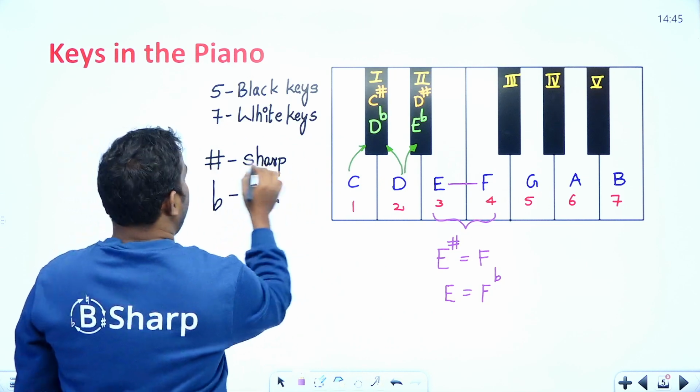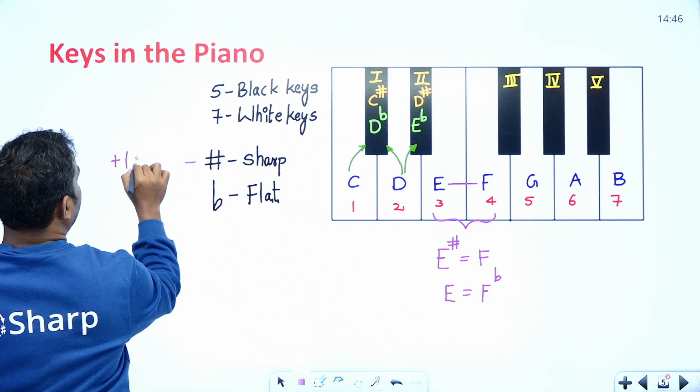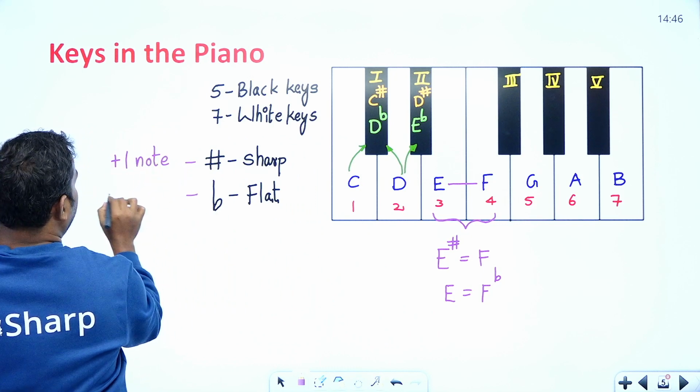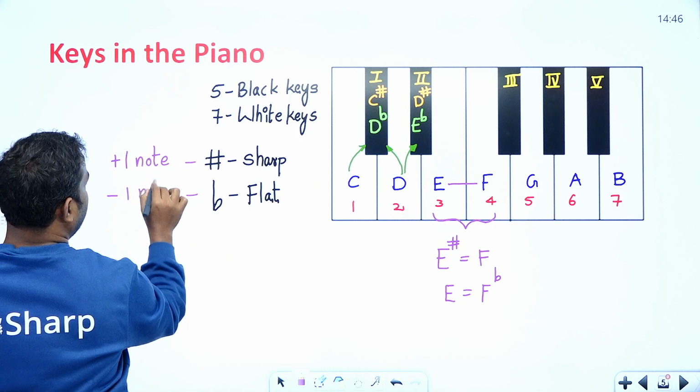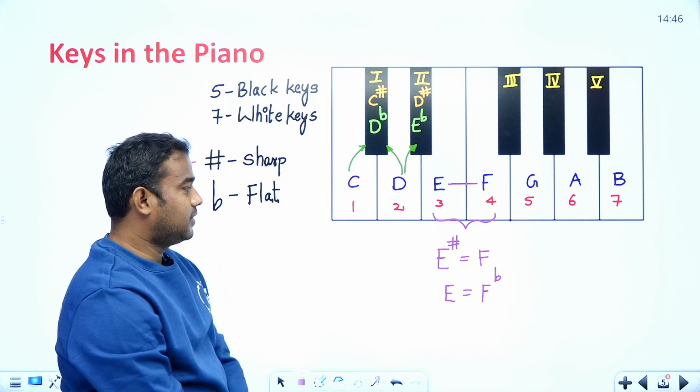So sharp means plus one note in the forward direction. Flat means minus one note in the backward direction. That's the meaning of these symbols and names.